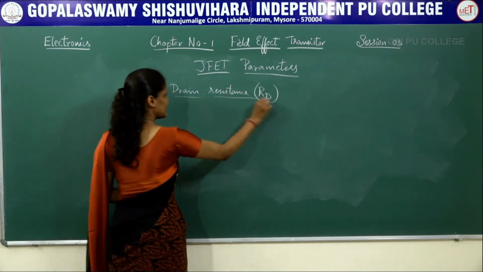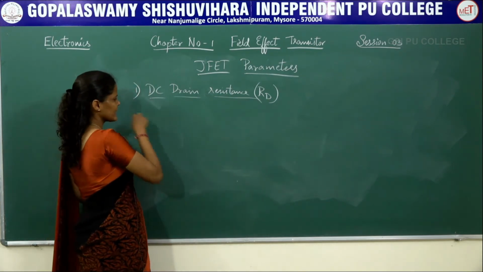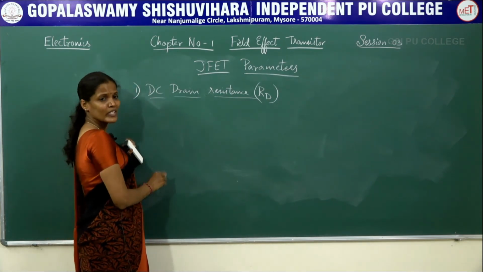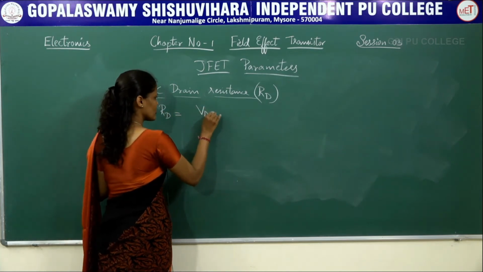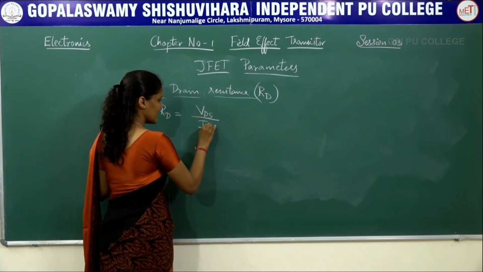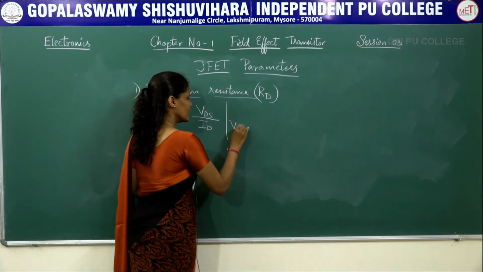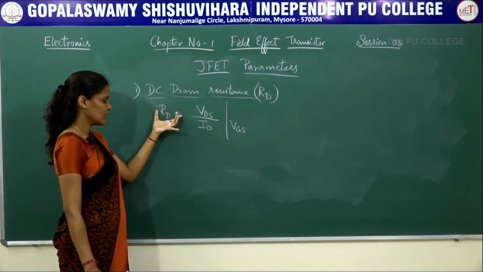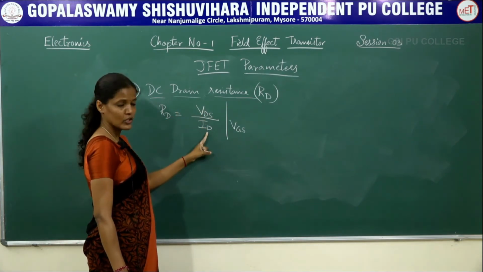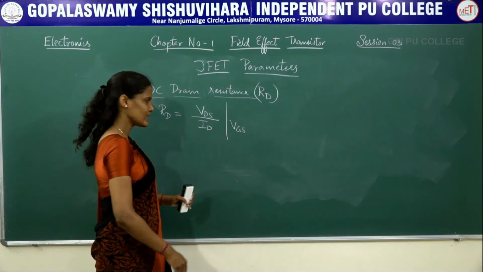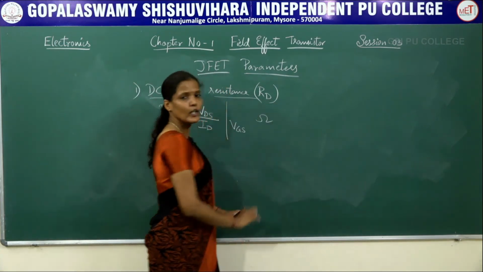So DC drain resistance is an ohmic resistance which is given by the ratio of drain to source voltage to the drain current ID, keeping VGS constant. It is the ohmic resistance which is given by the ratio of drain to source voltage to the drain current, keeping VGS constant. It is measured in ohms.